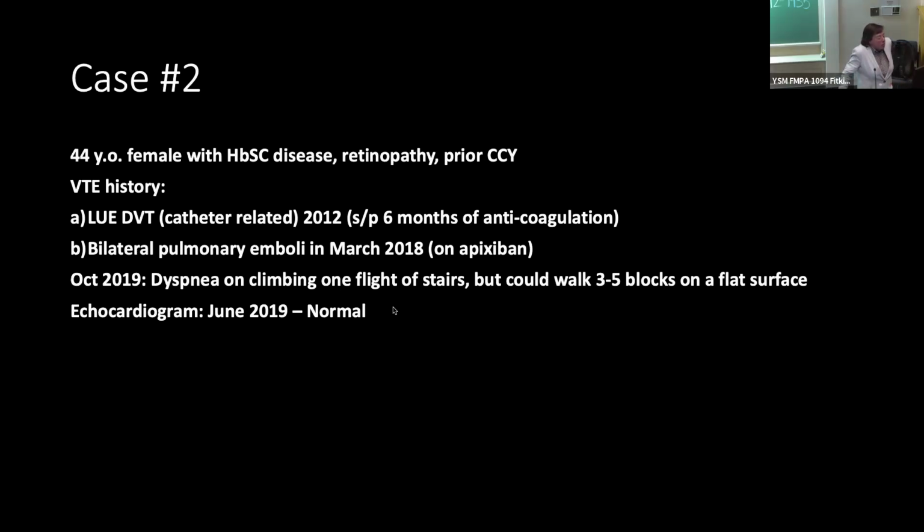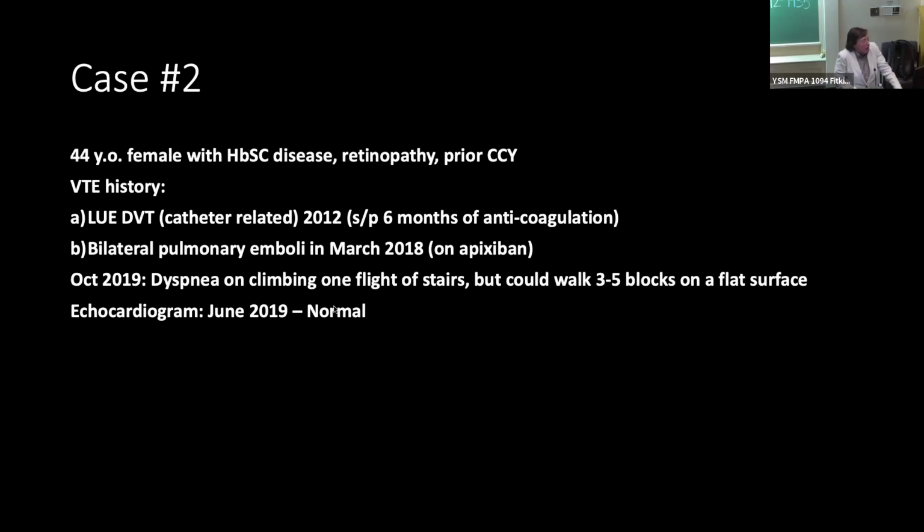It started back in 2012 when she had a left upper extremity DVT that was catheter related. She got 6 months of anticoagulation, then was done with it. In March of 2018, she developed bilateral pulmonary emboli. Not on anticoagulation at that time, she got heparin, then was placed on apixaban. I saw her for the first time in October 2019. She was short of breath, New York Heart Association class 2. She was dyspneic climbing one flight of stairs, and could walk about 3 to 5 blocks on a flat surface.